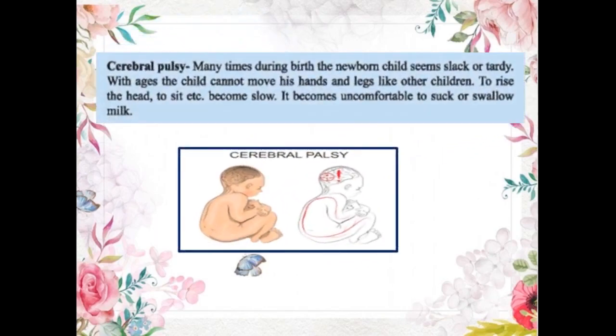Cerebral palsy. In this case, many times during birth, the newborn child seems slack or tardy. With age, the child cannot move his hands and legs like other children, that means like other normal or healthy children. Raising the head, sitting, etc. become slow. It becomes uncomfortable to suck or swallow milk.